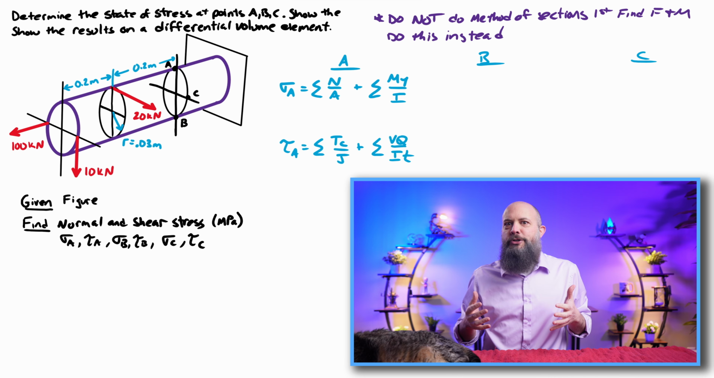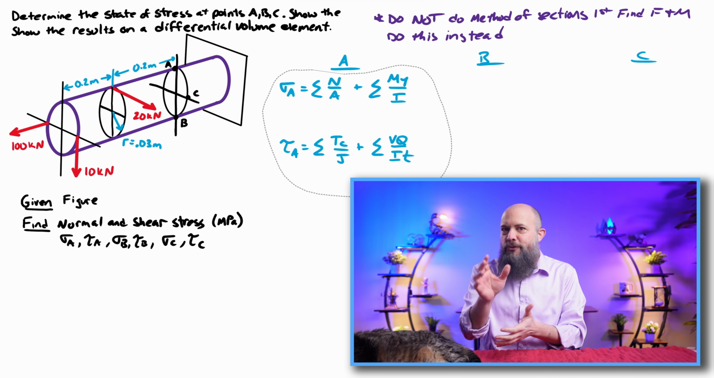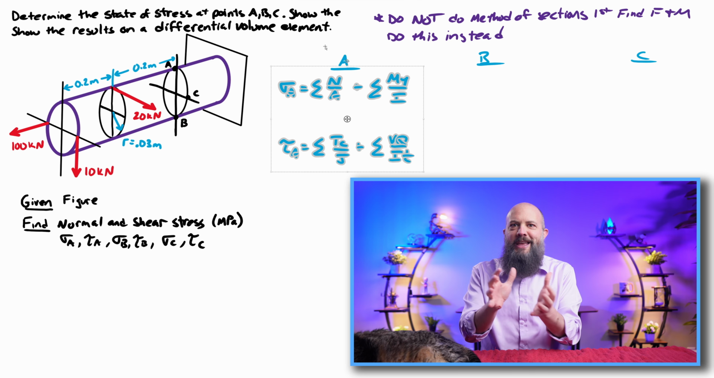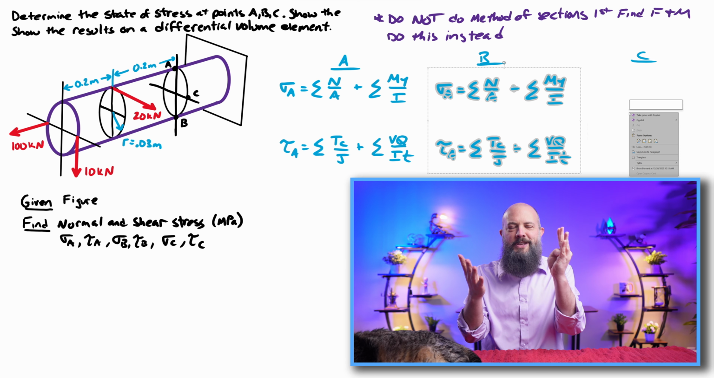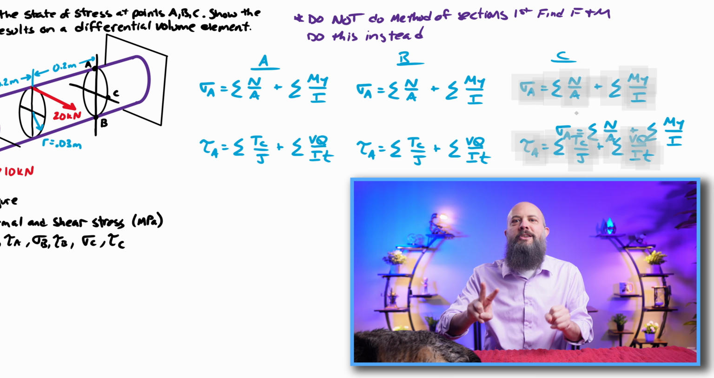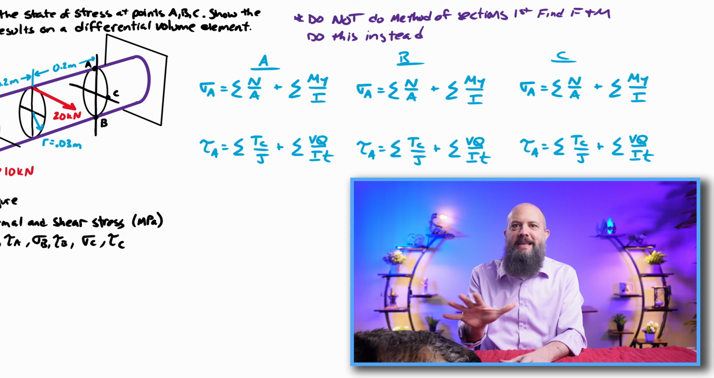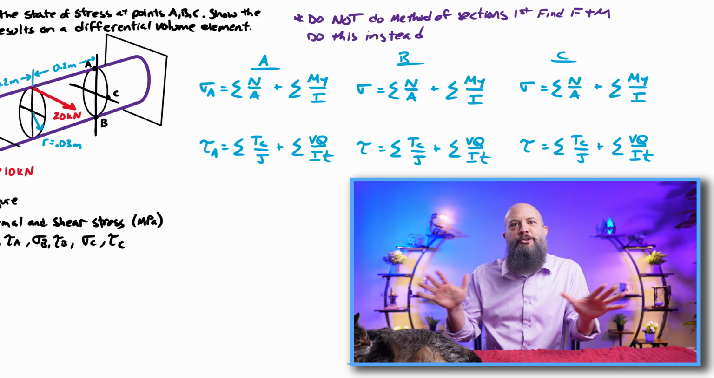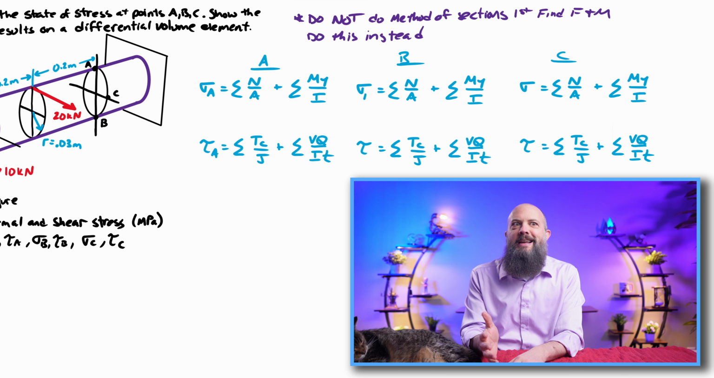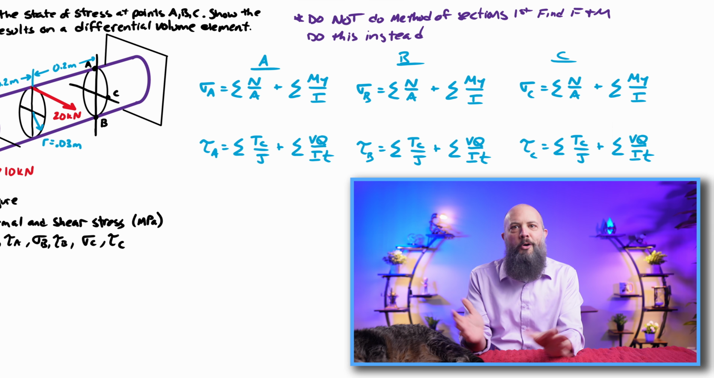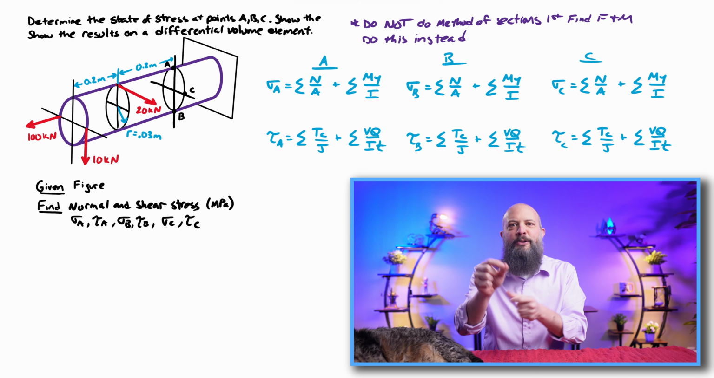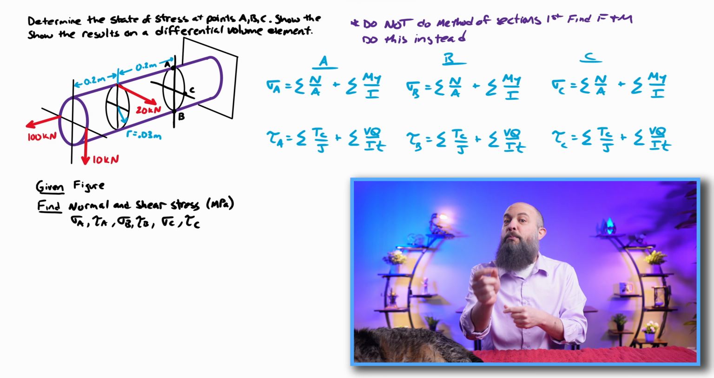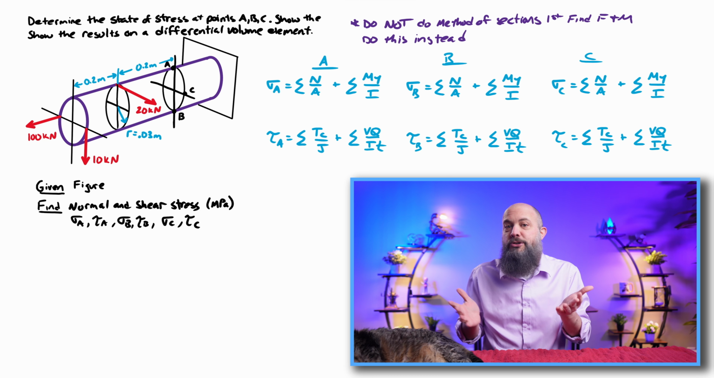This basically just gives you a checklist. If you find all of these things, N, A, M, y, I, T, c, J, V, Q, I, t, 12 things, you find those 12 things, the problem's done. You just have a checklist. And to make this even more horrible, I'm going to do it actually 3 times so you can see the differences between different points, A, B, and C on my drawing.